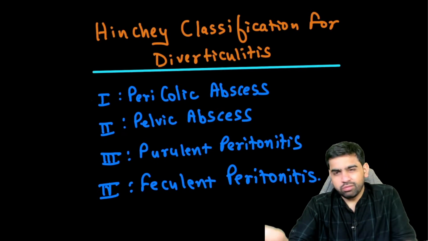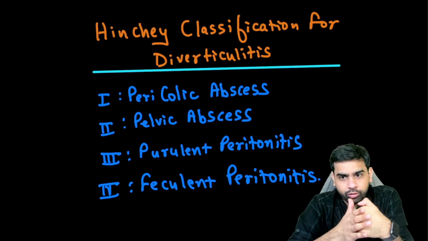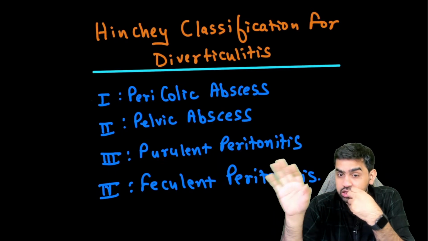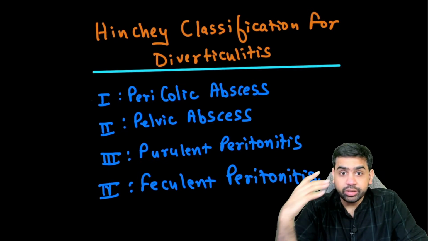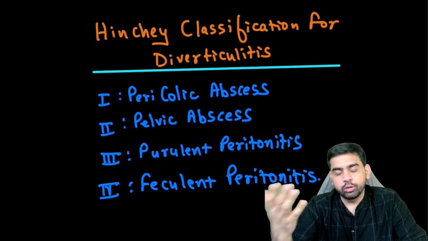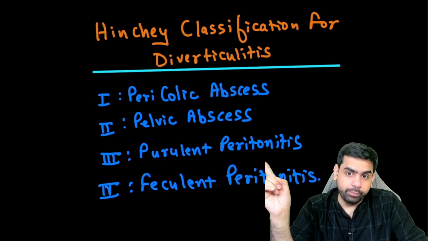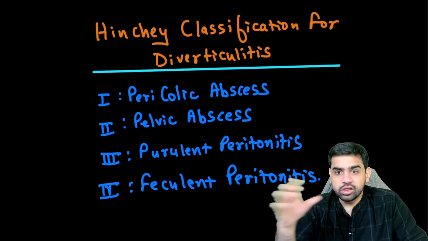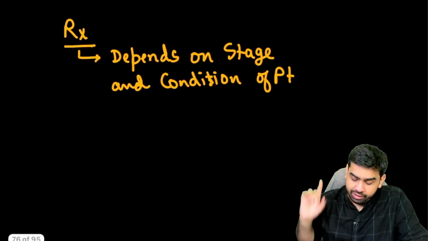So please remember, it's very simple, it's logical. Around the colon, an abscess is a pericolic abscess. If in the pelvis there is an abscess, that is a pelvic abscess. If there is purulent peritonitis, pus in the peritoneum. And if there is fecal matter inside the peritoneum, that is feculent peritonitis. So Hinchey classification 1, 2, 3, 4. Haggitt's is for the polyps, to see whether malignancy is present inside the polyp or not, after the polypectomy.